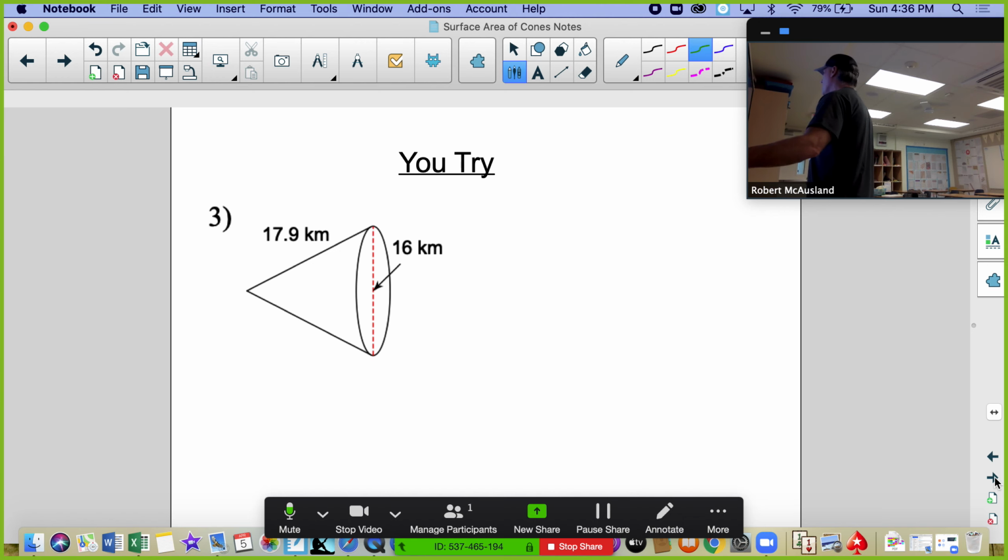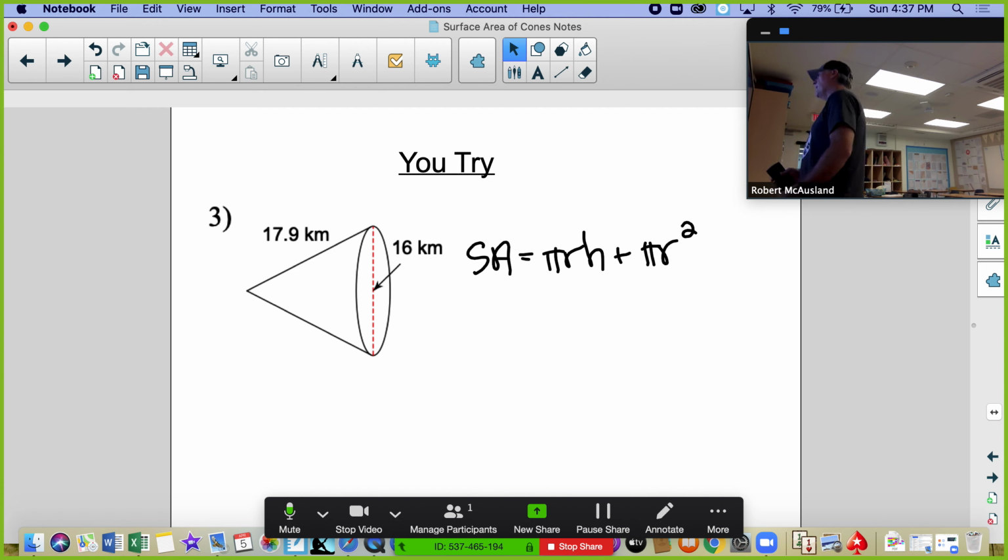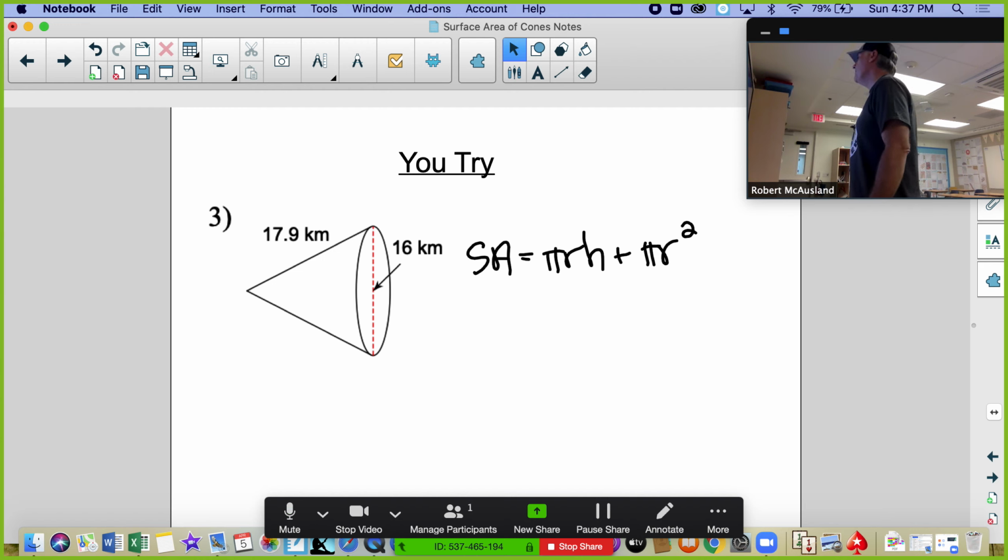All right, let's take a look at this one. I'm going to give you one more challenge problem, and notice that this time we're given the diameter. We're still going to use the formula, surface area equals pi r h plus pi r squared. But understand that when you plug in for the radius, you need to calculate what the radius is. You're not given the radius, you're given the diameter. So take a moment, pause the video when you're ready, unpause it, and see if we have the same answer.